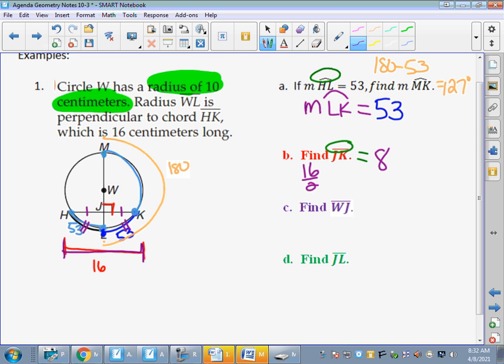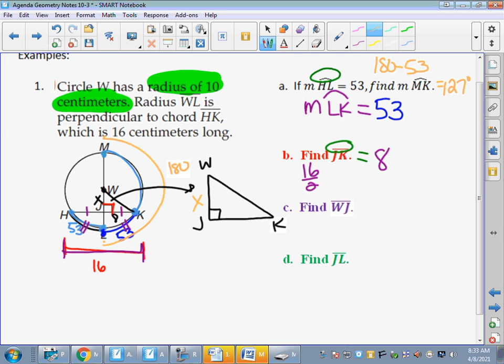Then it says to find the length of WJ. This is the interesting one, people, because if I wanted to find WJ, I'll put a little X on here. I don't kind of know things, right? But be sneaky. Our radius is 10 centimeters. We just found out that JK was 8. I'm going to draw in radius WK. And then I'm going to take this triangle out and just make a big mess so it's confusing. So here's W, the center of the circle. Here's J, where the right angle is. And here's K. WJ is my X. That's what it's asking for.